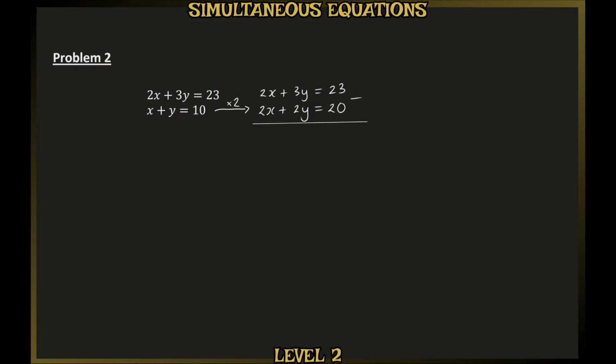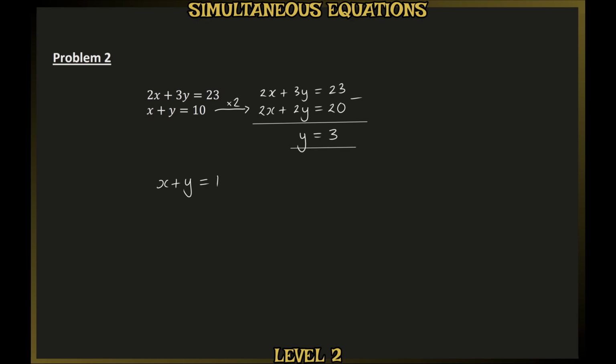So starting with that, 2x minus 2x is 0, 3y minus 2y is 1y, or just y, and 23 minus 20 is 3. So we have the first part of our solution, which is that y is equal to 3. To find the value of x, we can take this value of y and substitute it into one of the two original equations, and the second one looks like the easiest one to use.